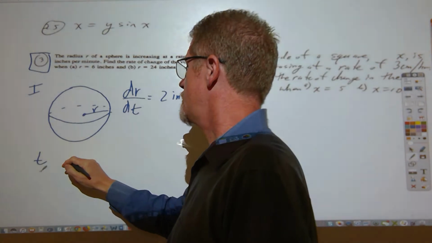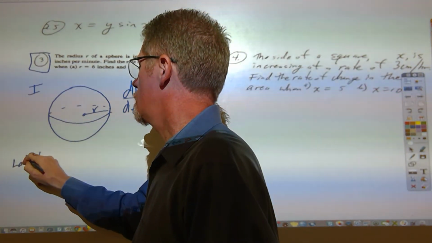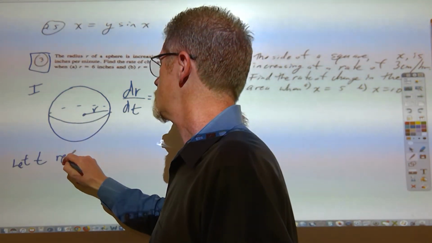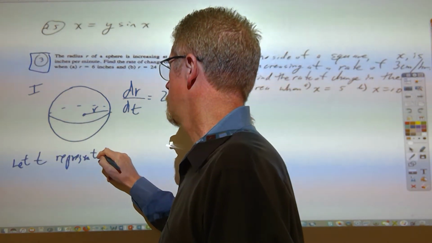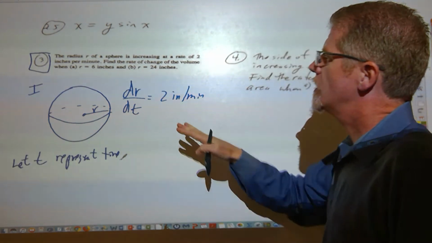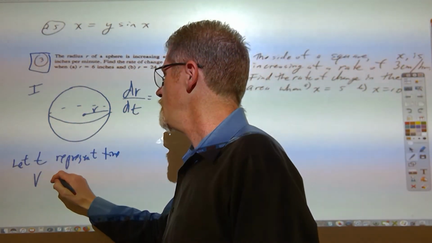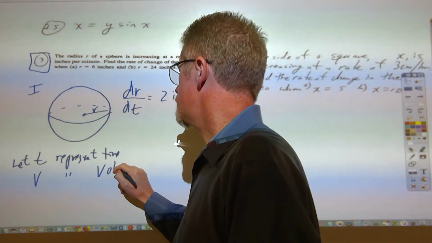Everything has to have meaning. Meaning is attached to T using the word let T represent time. And they're asking us to find the rate of change in the volume. So we're going to let V represent volume of the sphere.